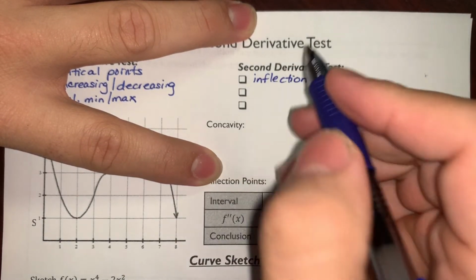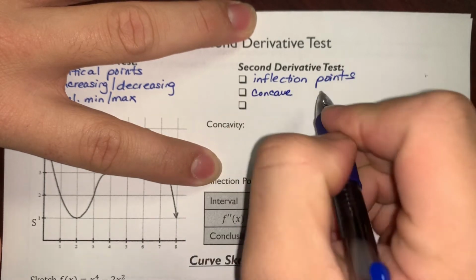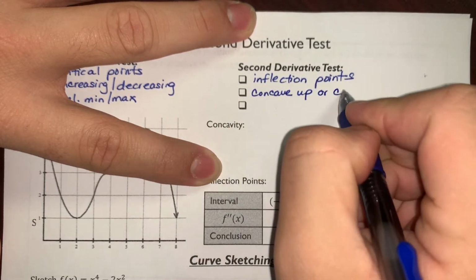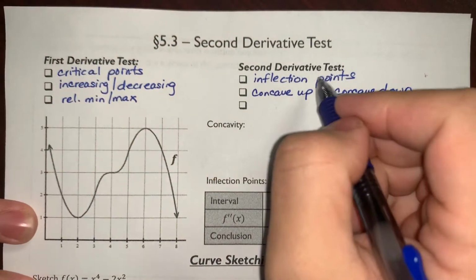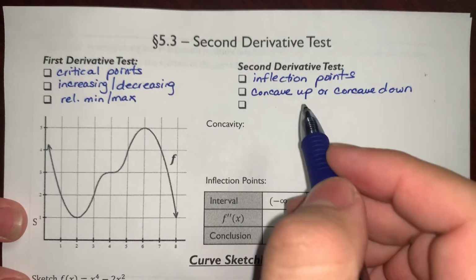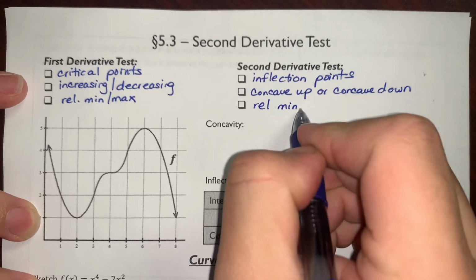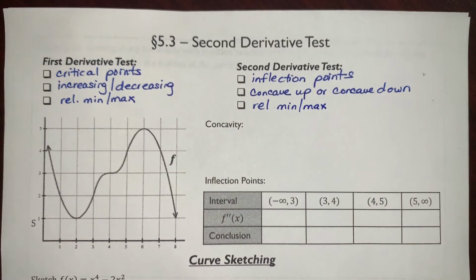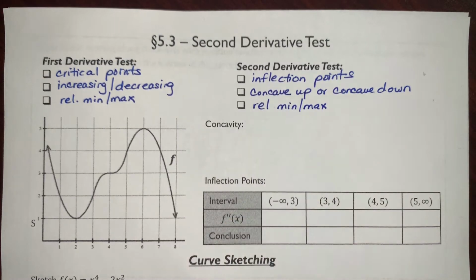It also helps us determine where a function is concave up or concave down. And the nice thing about the second derivative test, and personally I would prefer this method for determining what the relative minimum and maximum values are. You can use both of them, but I think this method is a lot faster, especially if the second derivative is a simple power rule that you can do.